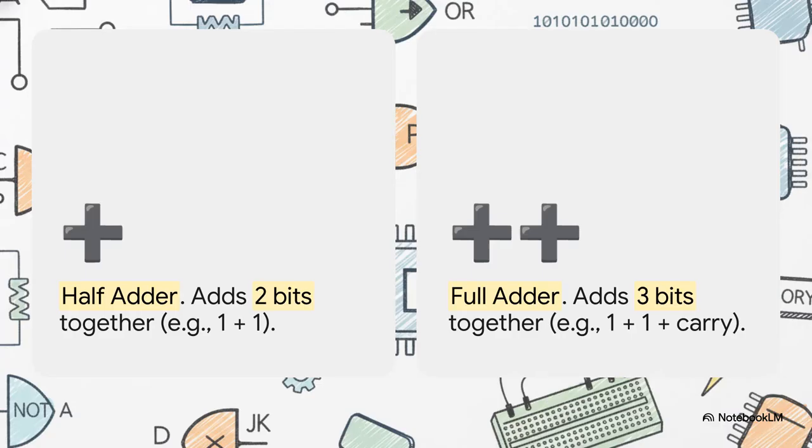And the classic examples of these are adders. You've got the half adder, which is pretty basic. It just adds 2 bits together. But the full adder, that's where the magic happens. It adds 2 bits, plus it can take in a carry bit from a previous calculation. You know, just like when you're doing math on paper and you have to carry the 1, that's what the full adder does. So it's really adding 3 bits at once.